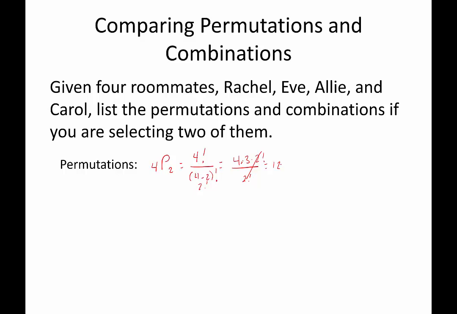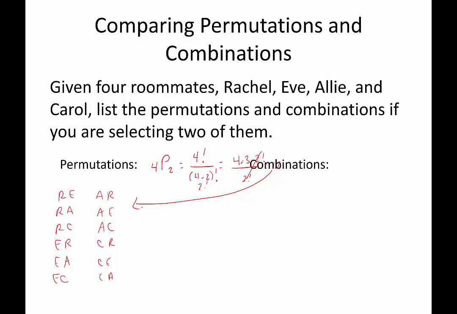So for permutations, order does matter. So Rachel Eve is one potential ordering. Another permutation would be Rachel Allie, Rachel Carol. We could also have Eve chosen first, in which case we would have Eve Rachel, Eve Allie, Eve Carol. Or Allie could be chosen first, Allie Rachel, Allie Eve, Allie Carol. Or Carol could be chosen first. I don't know why I went to Allie. Carol Rachel, Carol Eve, Carol Allie. So here are the 12 different ways that we could permute 2 people from a group of 4.